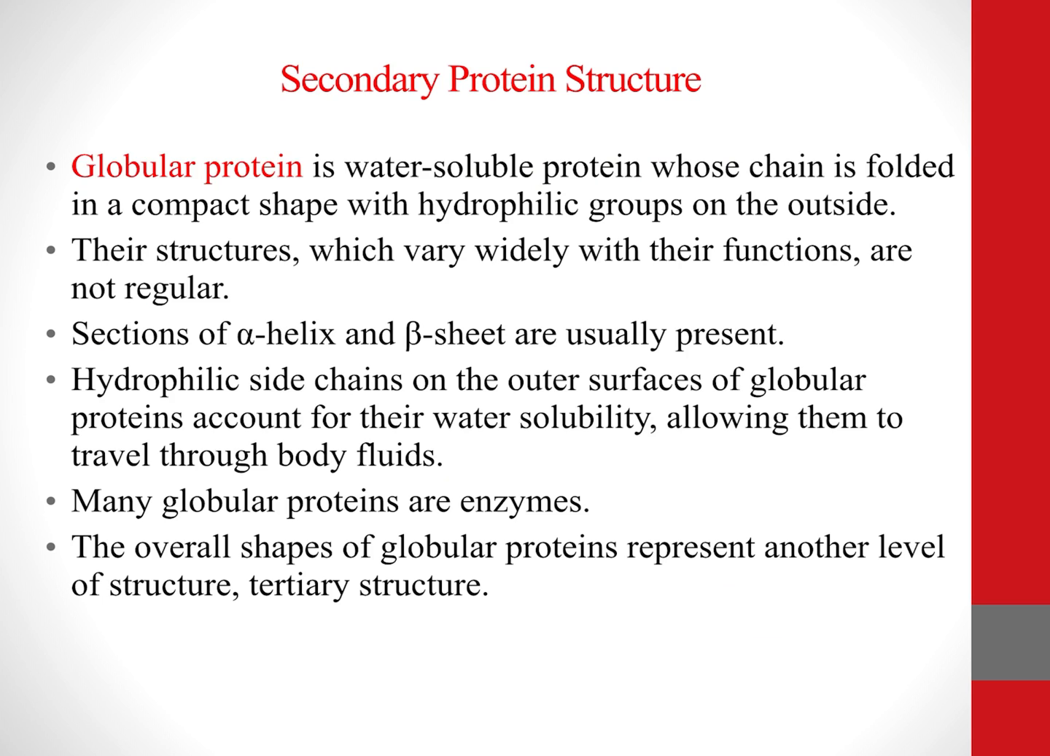Now, globular proteins are soluble, and their shape is a lot different. Fibrous proteins were just the alpha helix or the beta sheet, but globular proteins have the tertiary structure. So their structure depends on the interaction between the R side chains. Again, that's going to be the hydrogen bonding, the salt bridges, the hydrophobic interactions, and disulfide bonds. All of those determine the shape of the globular proteins. Since they're water soluble, the hydrophilic side chains are on the outer surfaces of the globular proteins. That's what makes them soluble in water, so that they can travel through body fluids.